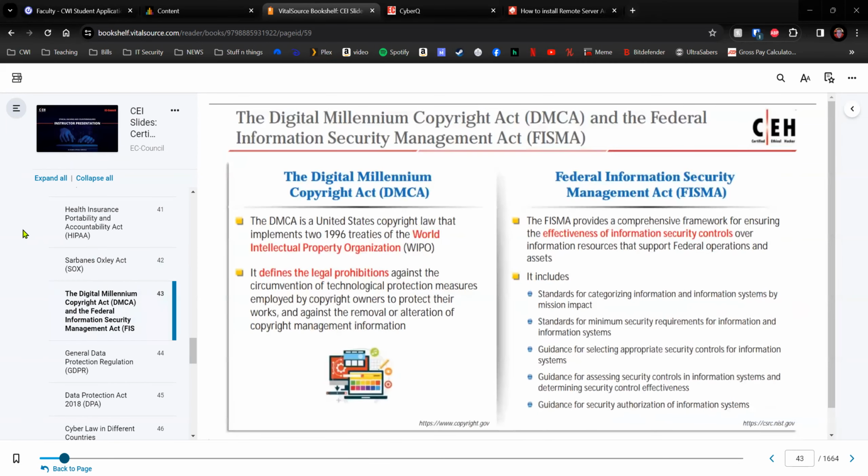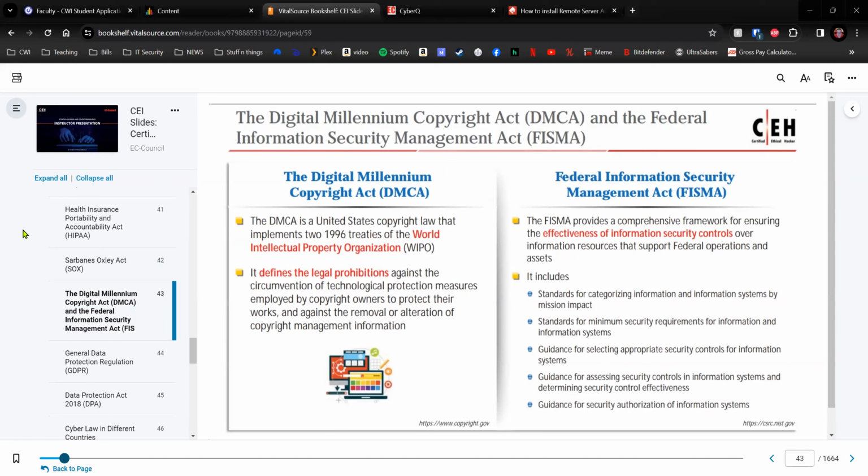Now, a lot of us should be familiar with the DMCA and FISMA, the Digital Millennium Copyright Act and the Federal Information Security Management Act. So the DMCA is United States copyright law that implements two 1996 treaties of the World Intellectual Property Organization and defines the legal prohibitions against the circumvention of technological protection measures employed by copyright owners to protect their works and against the removal or alteration of copyright management information.